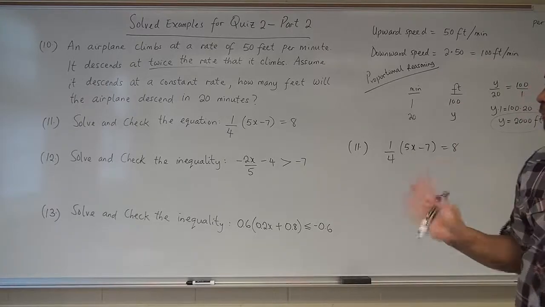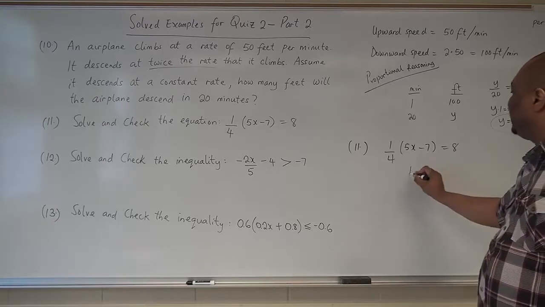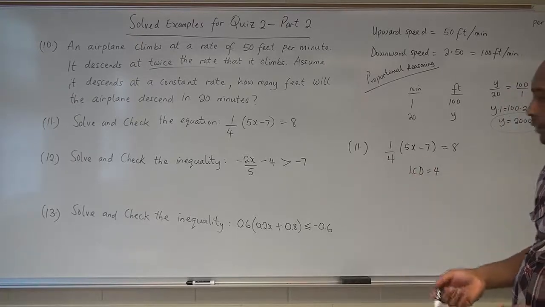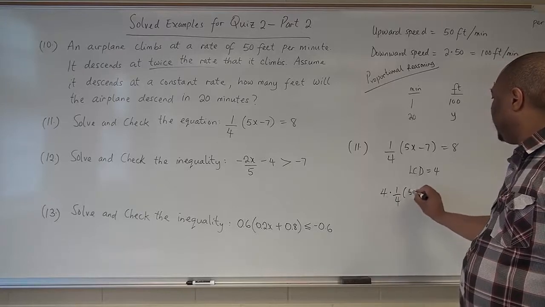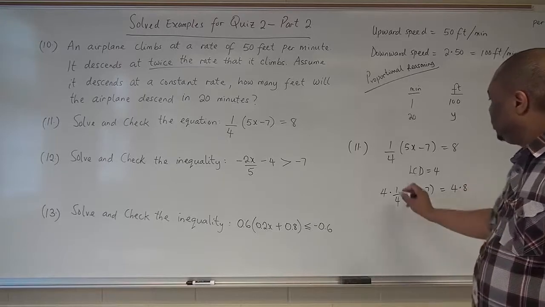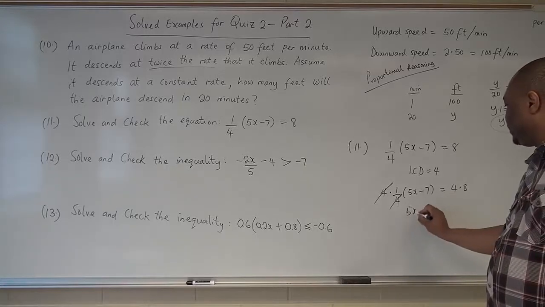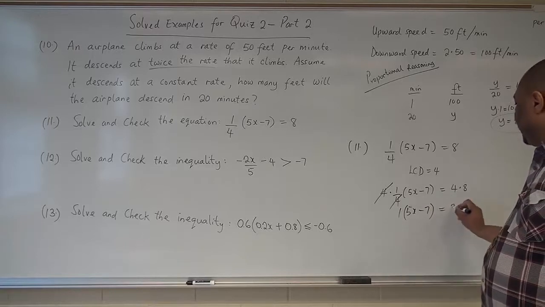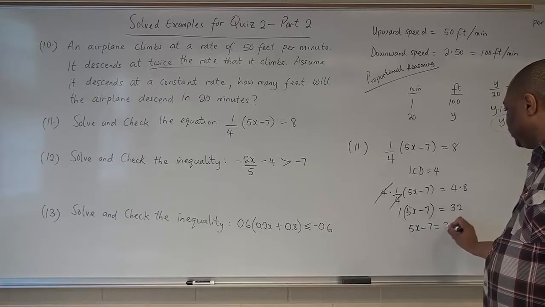Now, if you don't like fractions, the first thing you do is multiply by the LCD. We explained it in that video. Here, the LCD is 4. So we multiply everybody by 4. So this means 4 times 1 over 4 times 5x minus 7 equals 4 times 8. This will cross out right away. We now have 1 times 5x minus 7 equals 32. So this means 5x minus 7 is 32.